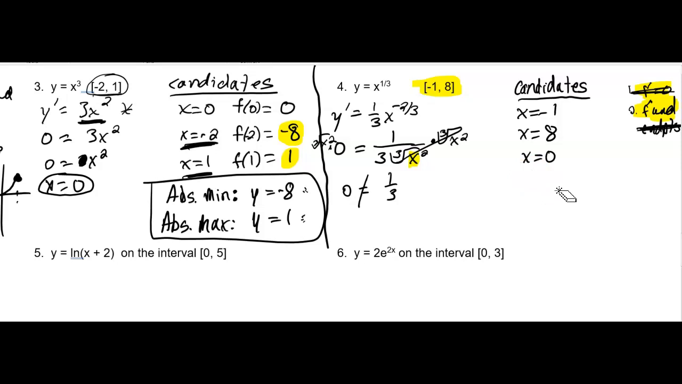All right. So these are the 3 then that we now just say, what's f of -1? What's f of 8? What's f of 0? The largest of that you would say is our absolute max. And then the smallest value that we get from those 3 would have to be our absolute min.